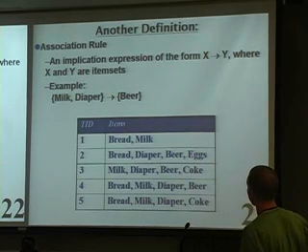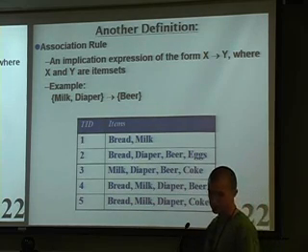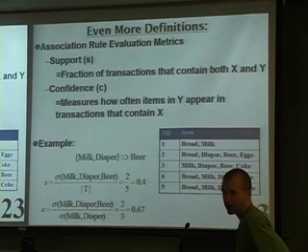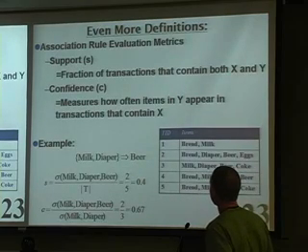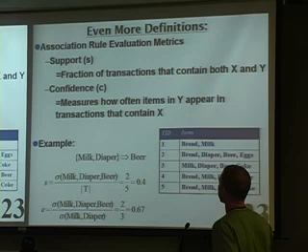That's what an association rule is. Okay, how do we evaluate association rules? Well, there's two metrics that your book uses, and they use these in conjunction with each other. One is the support, and the other is the confidence.